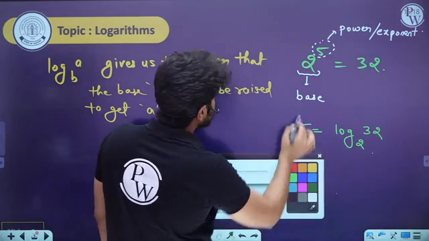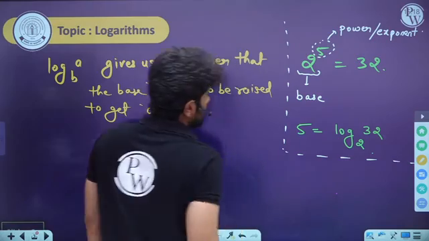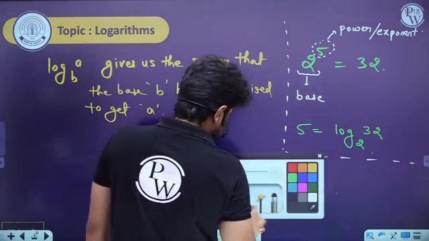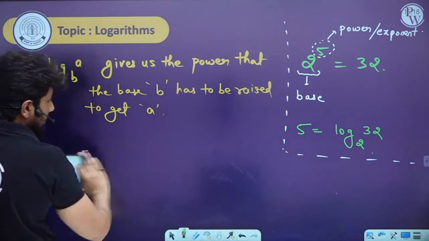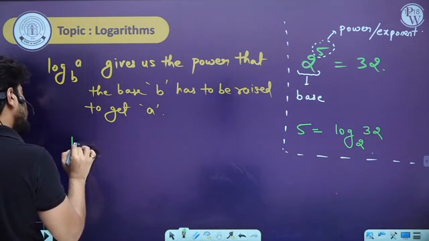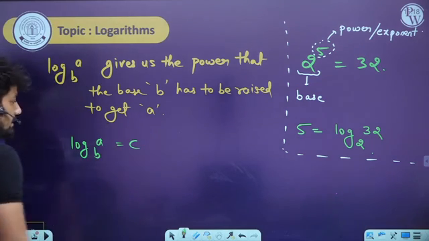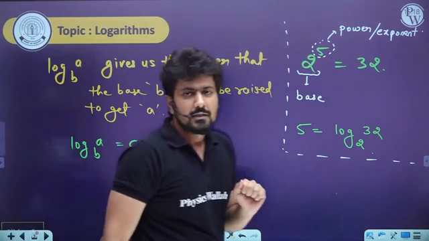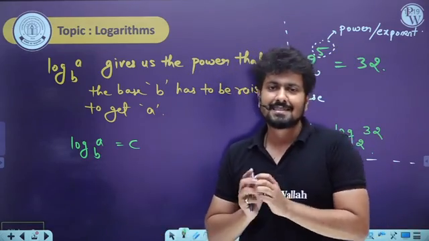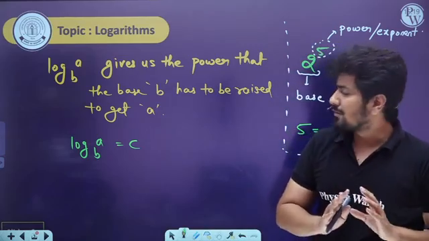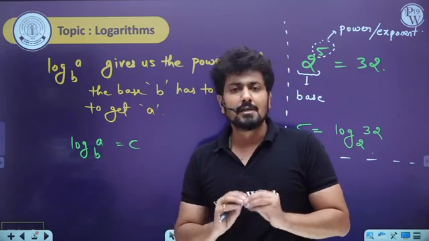So mathematically, we are going to be writing it like this. See, have a look. Suppose it is given that log of a to the base b is equal to some number c. This statement is currently in its logarithmic form. It is written as log of a to the base b is equal to some number c.